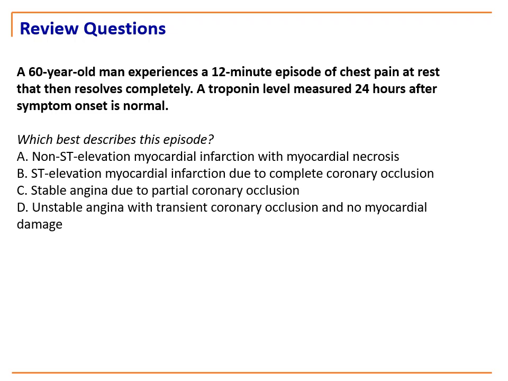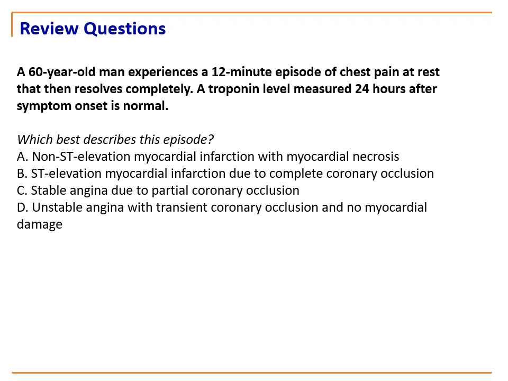Now, hopefully you said it was D, an unstable angina with transient coronary thrombosis and no MI. Remember, because the troponin level is normal, or undetectable, it means you haven't got any cardiac death going on. So it can't be a non-STEMI, a non-ST elevation MI with necrosis, because we haven't got death. It can't be an ST elevated myocardial infarction due to complete occlusion because, for the same reason, we got a negative troponin, so we haven't got cell death.